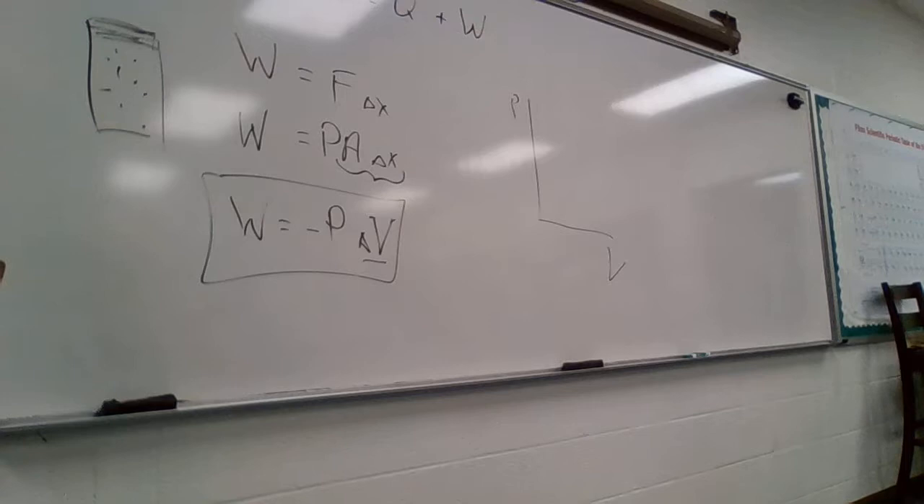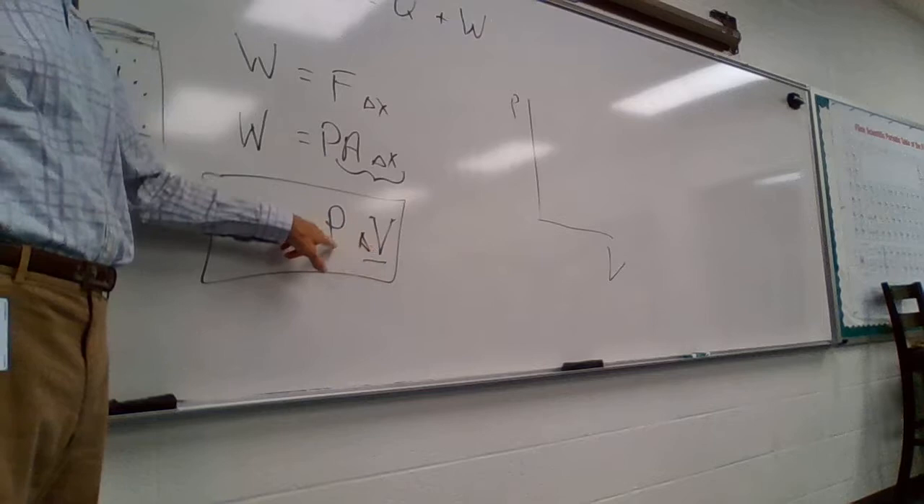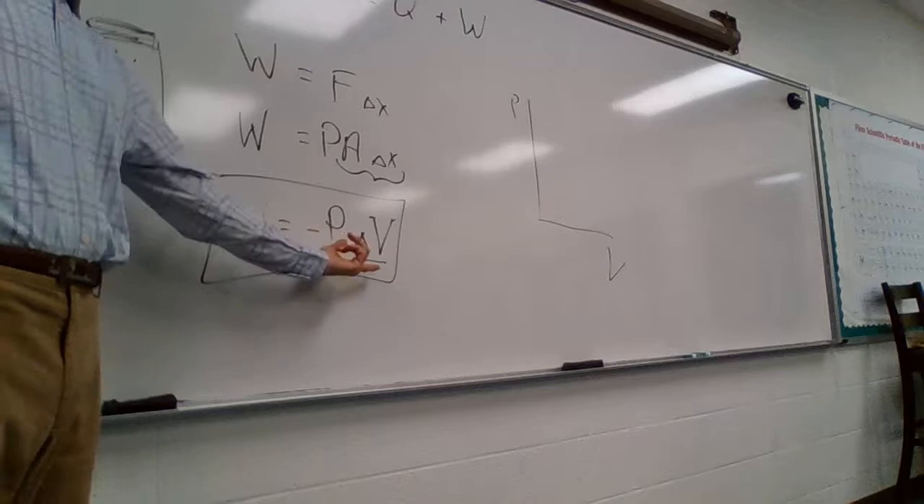All right. What does that look like on a PV diagram? Here's the great thing about this equation. Look, it's a PV diagram. It's a pressure volume graph, and pressure and volume are the two things there. Can we get the work done from the graph? Well, yeah, look, it's PV. All right, come over to my pressure volume graph.